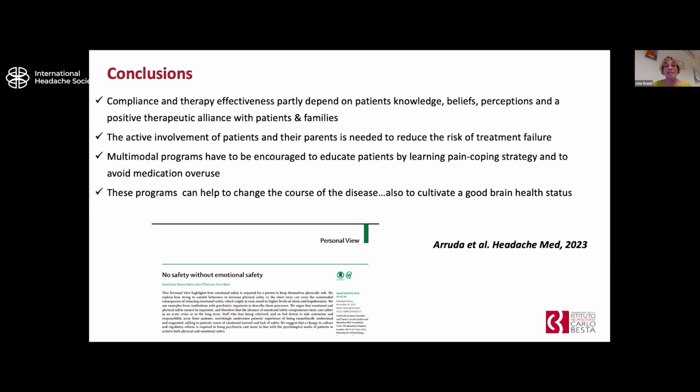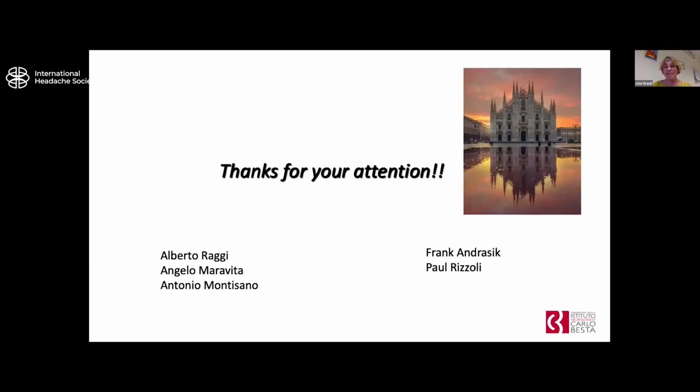As this personal view confirms, we do not have any kind of emotional safety without safety, and no safety without emotional safety. So thank you very much for your attention.